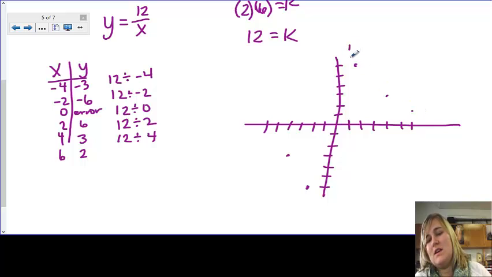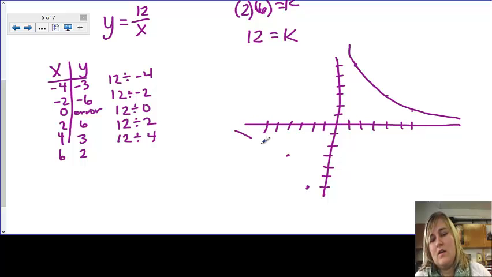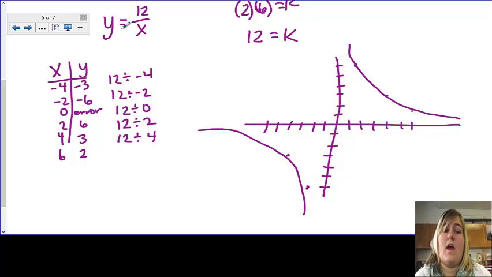So I can kind of see that my graph is going to look like this. Okay, whoops, it should hit that point. And I have an asymptote here because this is undefined. So it's going to get as close as it possibly can here, but it's not going to touch. I'm also going to have an asymptote here. It's going to continue to get closer, closer, closer, but it's never going to cross that axis. It will not cross the x or the y axis.